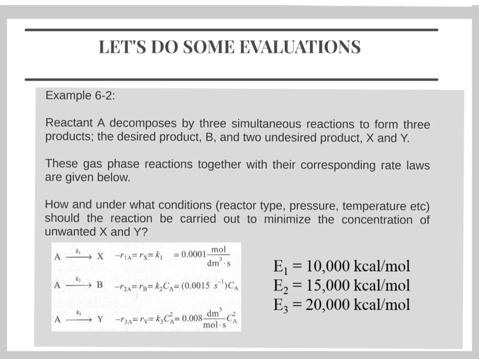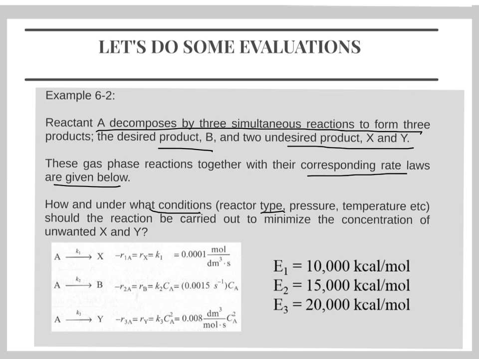Let us do some evaluation. Reactant A decomposes by 3 simultaneous reactions to form 3 products: the desired product B and 2 undesired products X and Y. These gas phase reactions, together with their corresponding rate laws, are given below. How and under what conditions, reactor type, pressure, temperature, etc., should the reaction be carried out to minimize the concentration of unwanted X and Y?